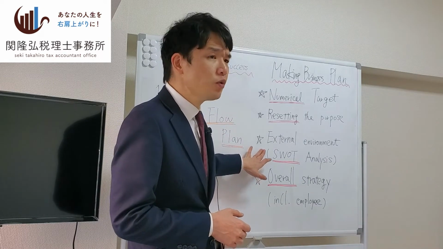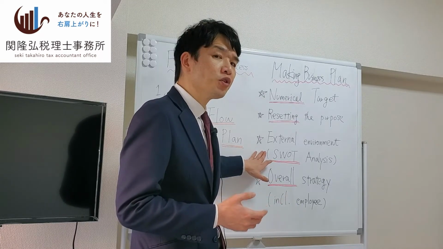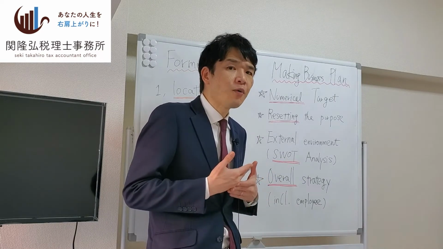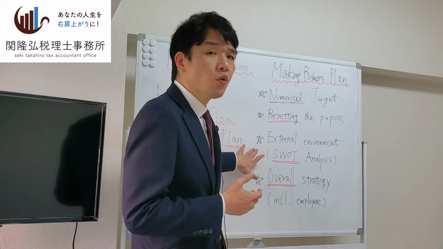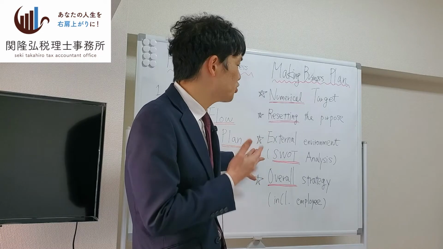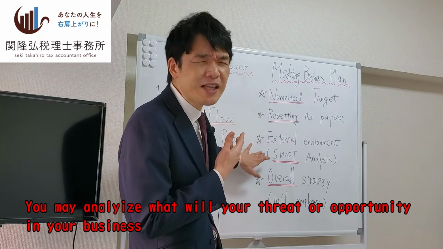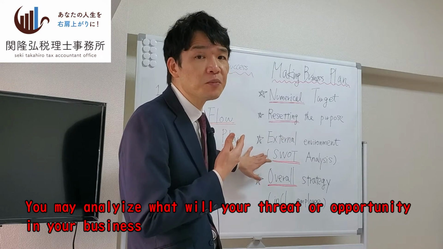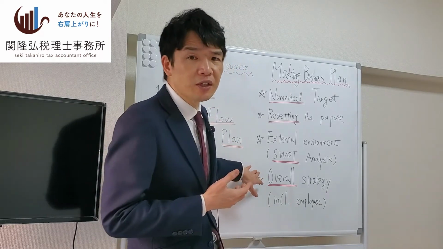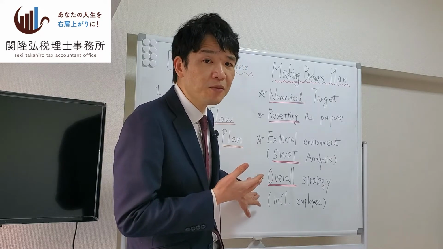So there might be external threats or external opportunities. Of course we might try a food delivery service, but we cannot make it by ourselves. So we need to figure out what will become our threat or our opportunity from the external environment. That would be really helpful to make a business plan at first. Then we can make an overall strategy, like 3 years, 5 years.